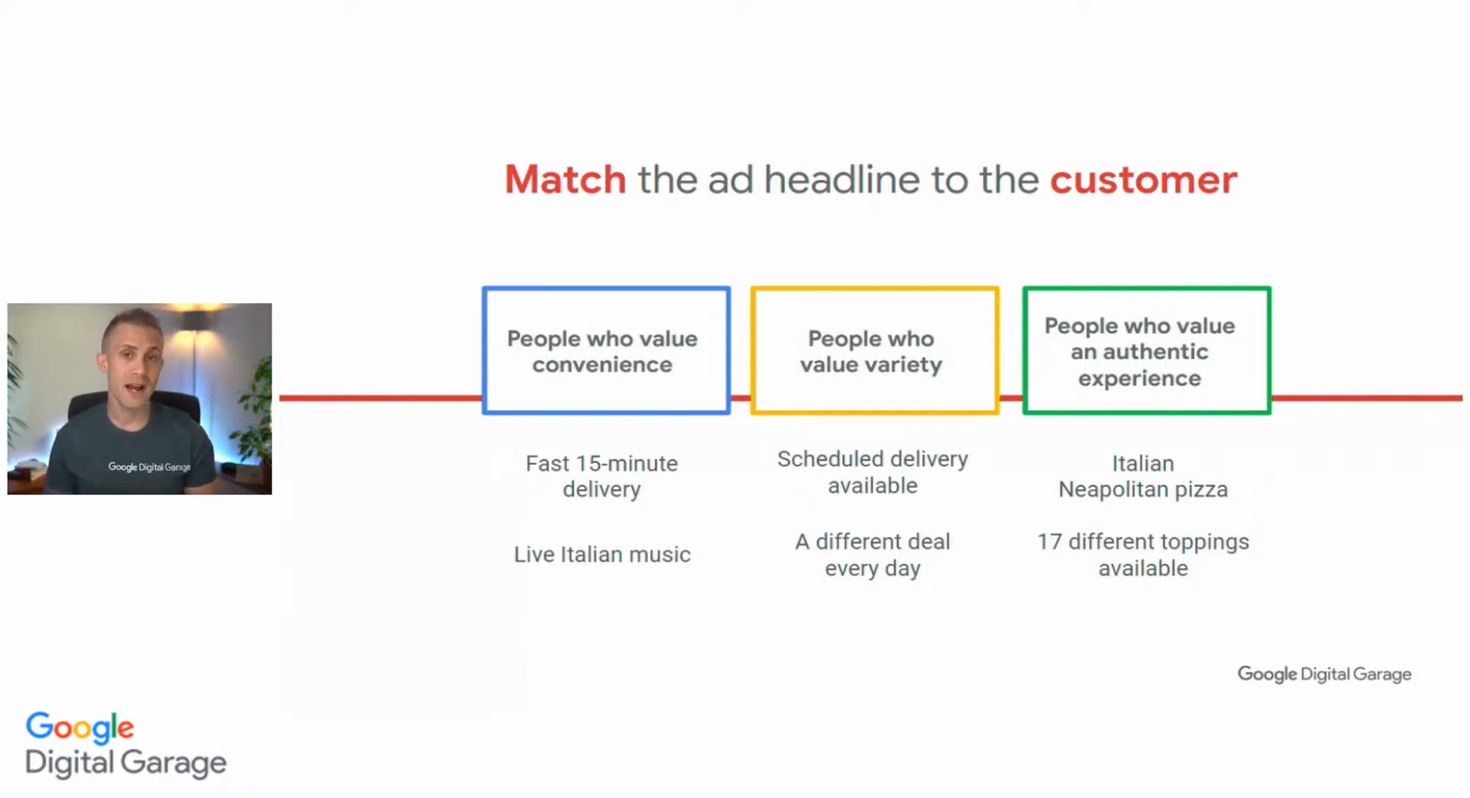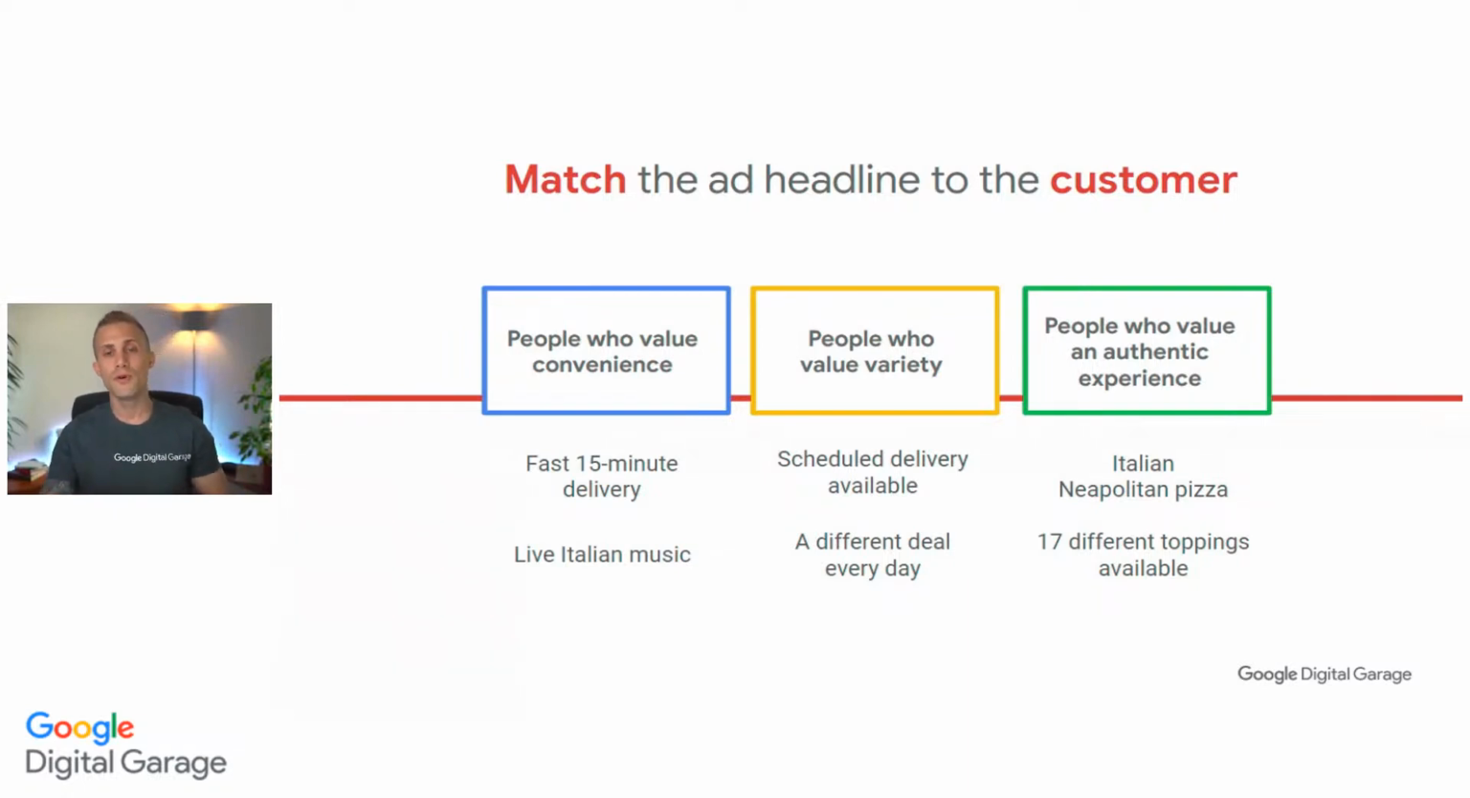That's something that I really would like to have, is food quickly. Another one, scheduled delivery available. That's pretty convenient. I think those are the two that we're going to go with. So blue, I've already done it. We'll see if someone else can do yellow and green. But blue is going to be fast 15-minute delivery and scheduled delivery available.